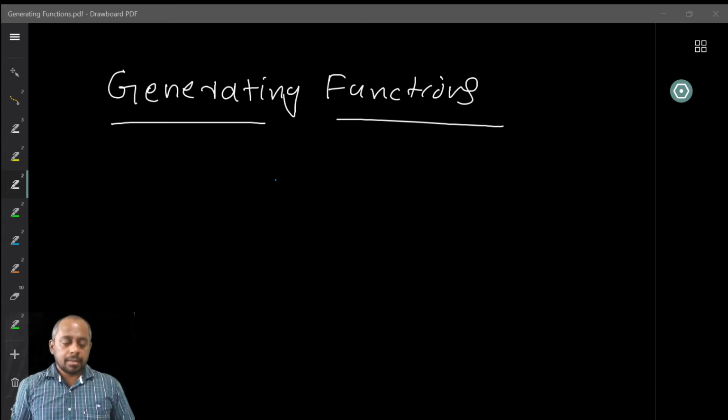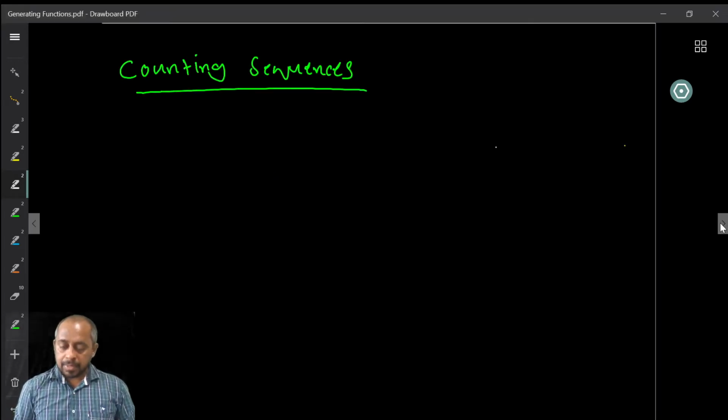Okay, this week we are going to look at what is called generating functions. Before going into the details, let us look at something related to it, which is what we call counting sequences. So, what is a counting sequence?